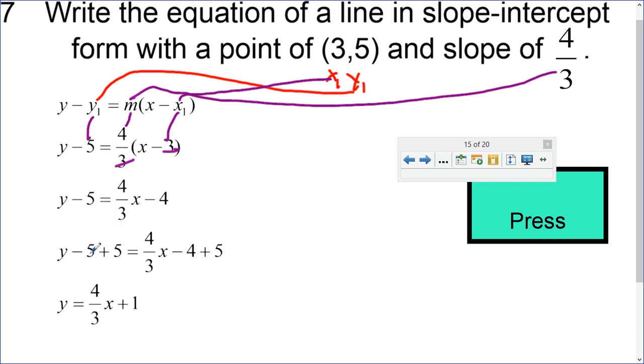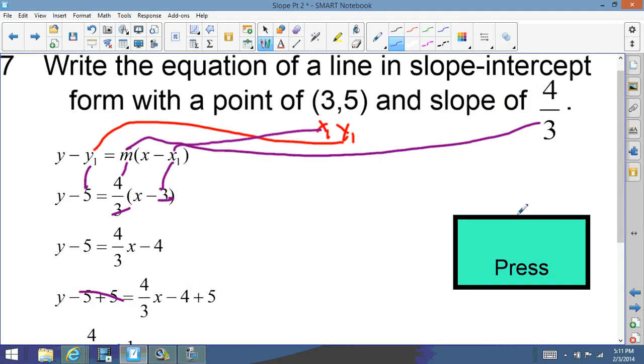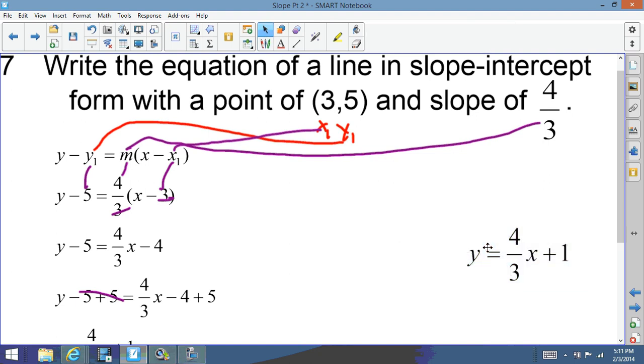Now I do a little transposing, add 5 to both sides. My 5's are going to cancel out over here, and negative 4 plus 5 gives me a plus 1. So I have on this side just the y, bring down my equal sign, I have my slope, which is 4/3, and bring my x down. Negative 4 plus 5 is positive 1. So my answer is 4/3 x plus 1. So y equals 4/3 x plus 1.